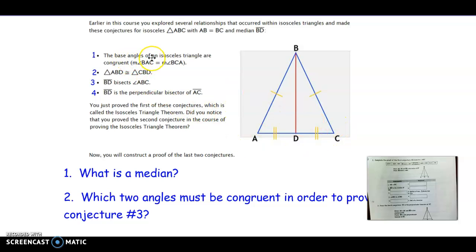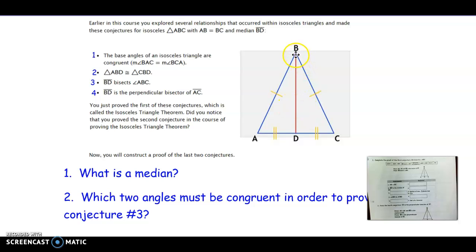We learned the base angles are also congruent. The base angles are the angles that are opposite the congruent sides. So that would be angle BAC here and angle BCA here. Those are the base angles and they are congruent. We also learned that the median separated the original triangle ABC into 2 smaller triangles, ABD and CBD, and that those triangles are congruent to each other. One is simply a reflection of the other.